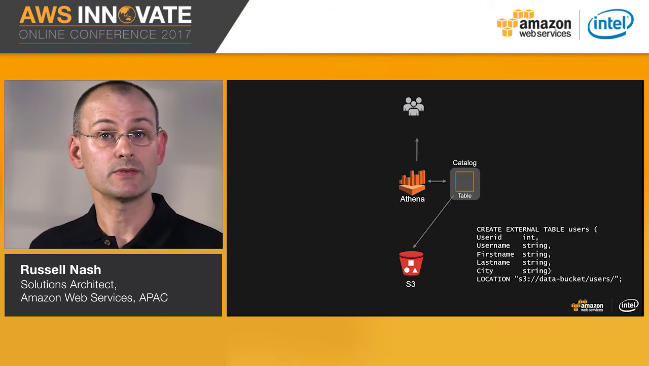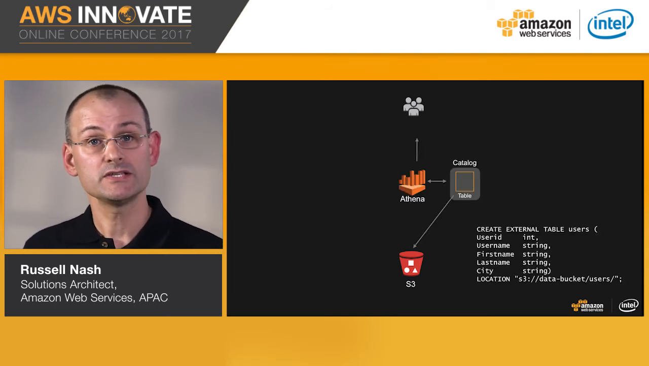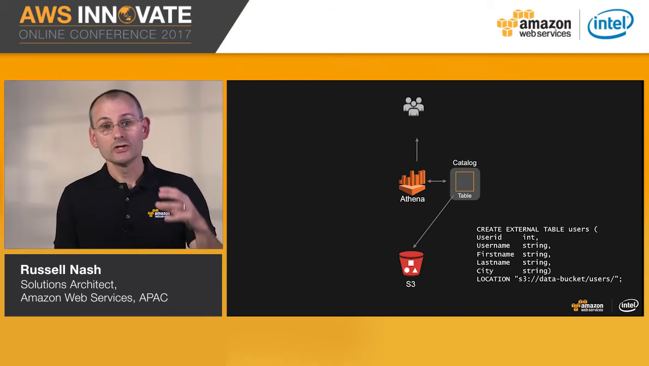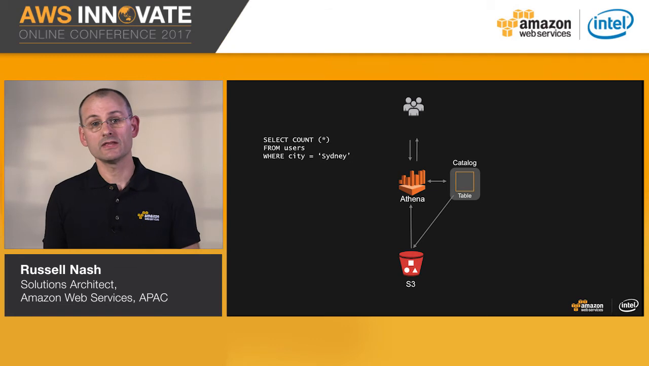So first you create the table as you would in Hive, and this sets up the object in the catalog that points to the data. So users can then query that table through SQL.